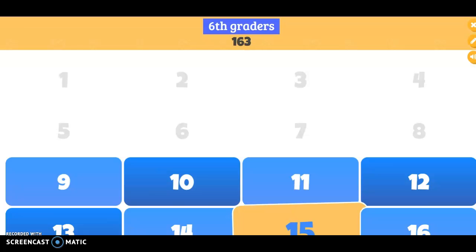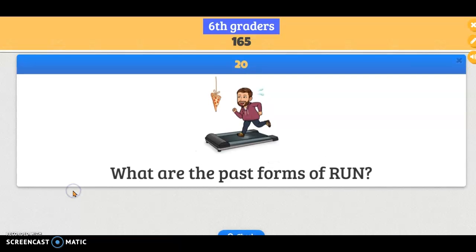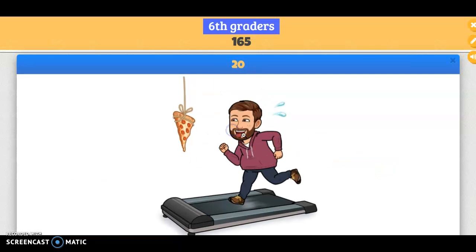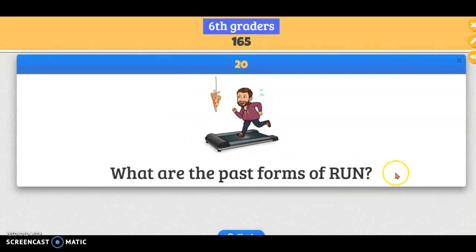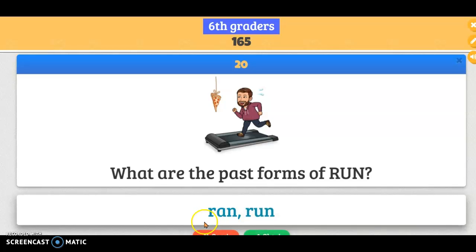Let's continue with run. Run for pizza. Run, ran, run. Again, repeat the base form and the past participle. Run, ran, run.